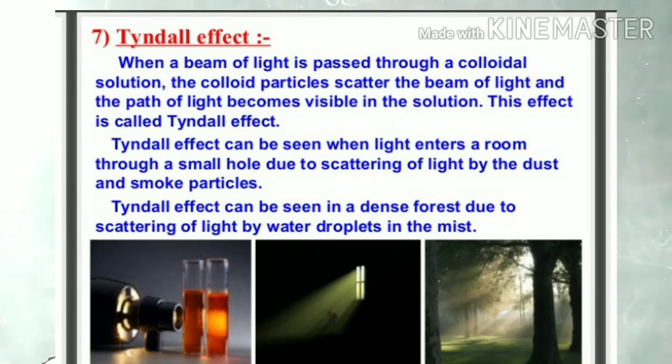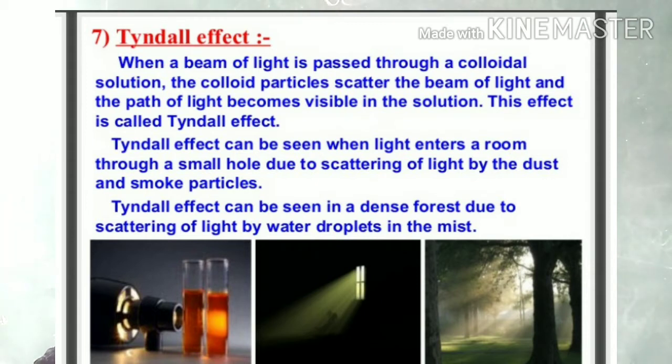Now let us understand the meaning of Tyndall effect. So what is meant by Tyndall effect? When a beam of light is passed through a colloidal solution, the colloid particles scatter the beam of light and the path of light becomes visible in the solution. This effect is called Tyndall effect.